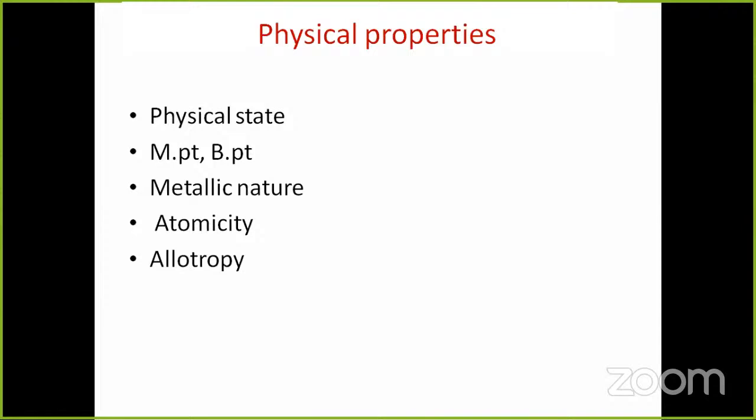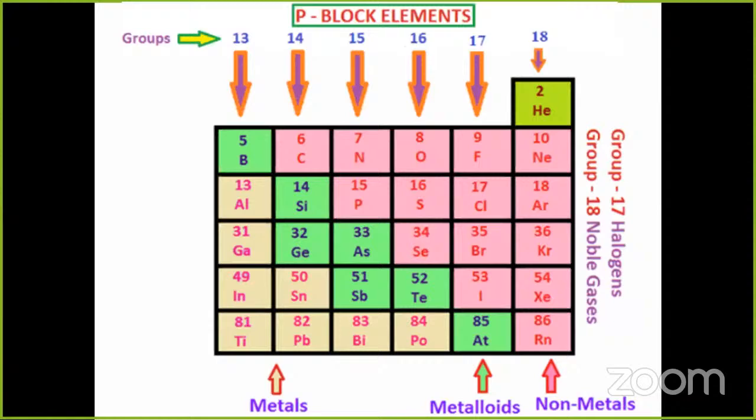And metallic nature. Just now I told you some elements. You see the best example, nitrogen and phosphorus. This is the fifth group element. These two are non-metals, and arsenic, antimony are semi-metals, and bismuth is a metal. So from top to bottom in a group, the metallic nature increases. Why? Because the first two are non-metals, the next two are semi-metals, and the last one is a metal. Therefore, the metallic nature increases from top to bottom.